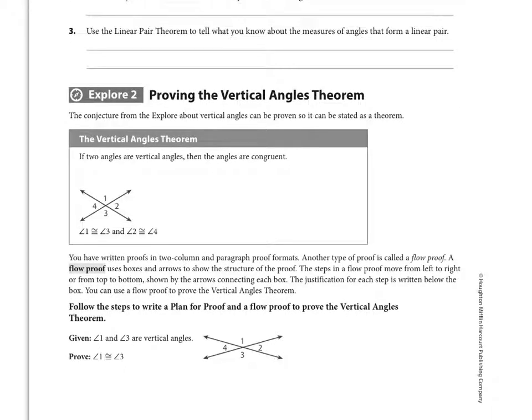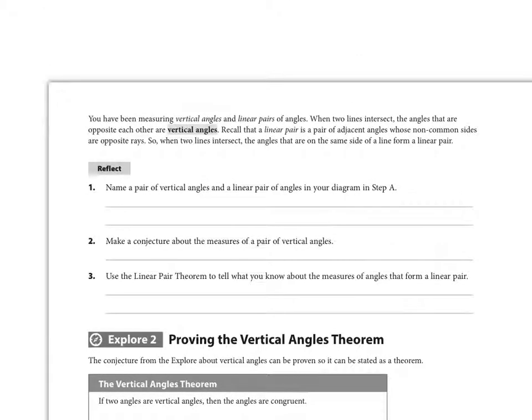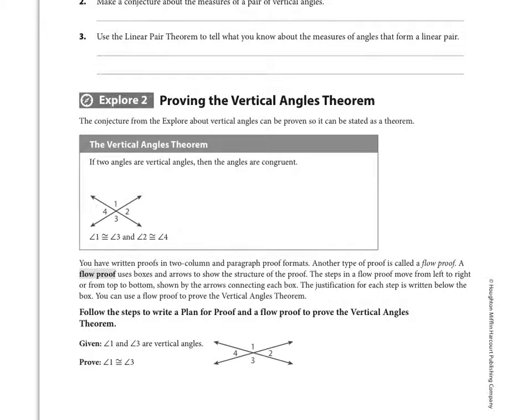Just below that is the vertical angles theorem. I want to direct your attention back up to the top, because this up here is the definition of vertical angles. The definition just states what it looks like. The vertical angles theorem just tells you that they're congruent.